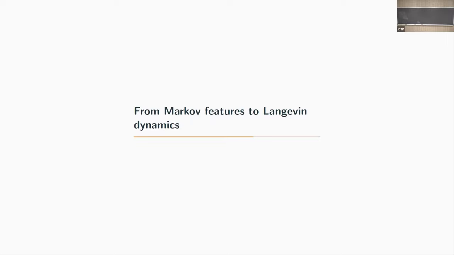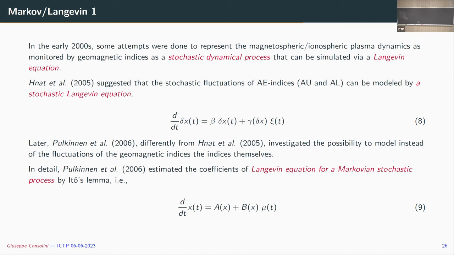And now let me move to the recent results. What we have done, okay, in the early 2000s, some people tried to model the dynamics of plasma, magnetospheric plasma in terms of geomagnetic indices, because these are the quantities through which we can observe the global features. The problem is that we do not have enough measurements, like, let me say, images of the plasma conditions inside the magnetosphere. We have some spotty measurements, while the global dynamics can be essentially monitored using geomagnetic indices with a certain level of accuracy.